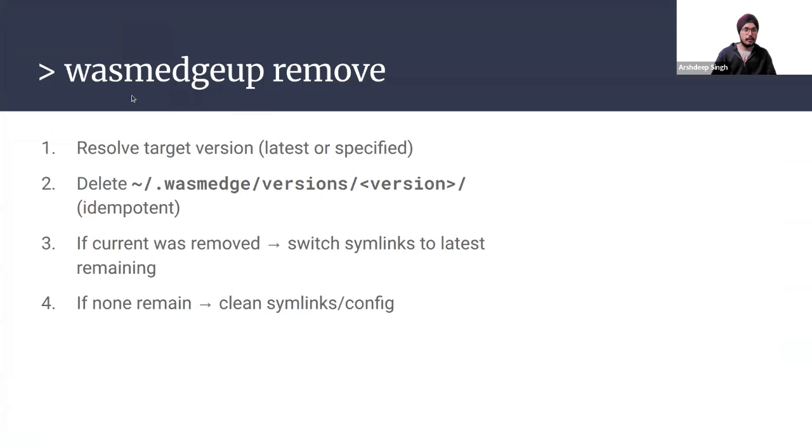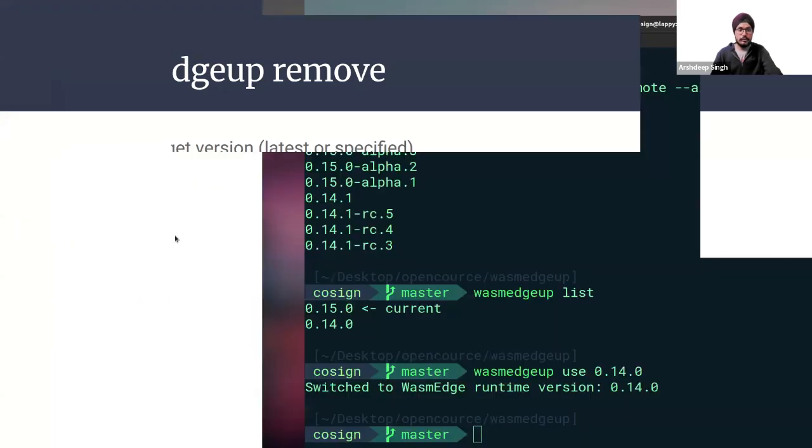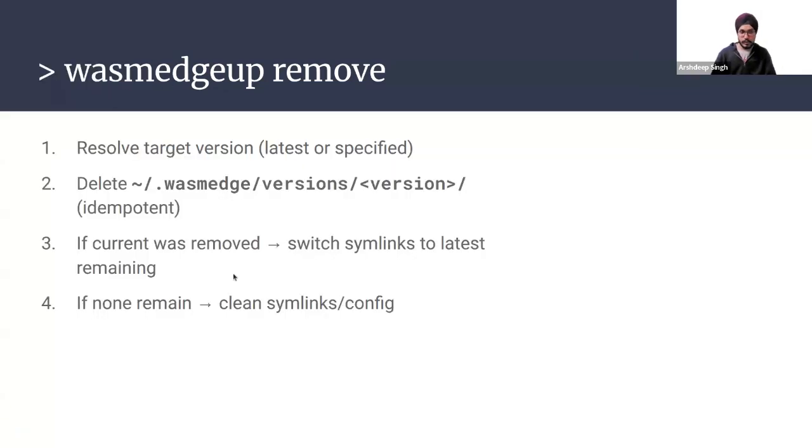After that, I do have the WasmEdgeUp remove command, which will again resolve the version and delete the whole folder, whichever version we want to delete. And now we have two cases over here. What if I remove the current version? Then it will simply switch the symlinks to the latest version out of the remaining versions.